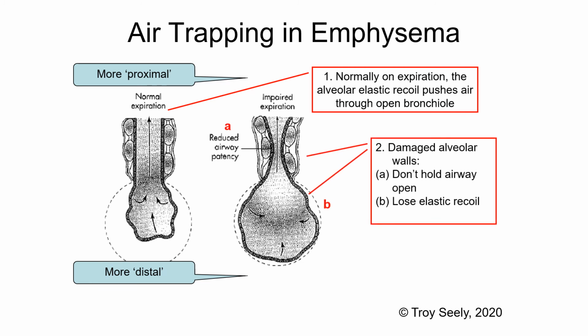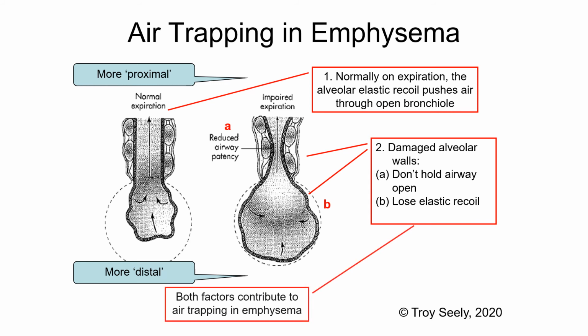That said, if the alveolar walls are damaged, you can't hold the airway open and you lose elastic recoil. So damage to the walls here means that the underlying elastin isn't present the way that we would like, and they collapse, and there is no elastic recoil. And as a result of these two factors, we're going to have some air trapping that's going to remain down here in this region, and that's also affiliated with emphysema.